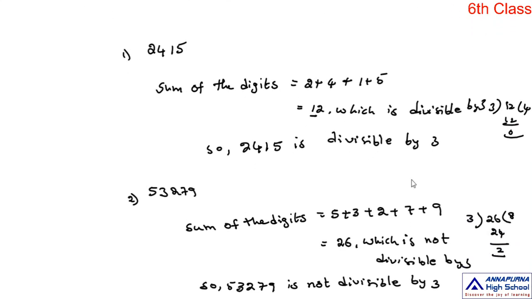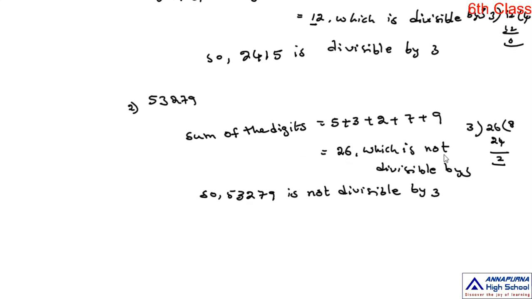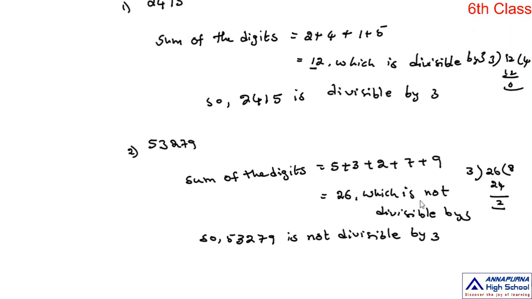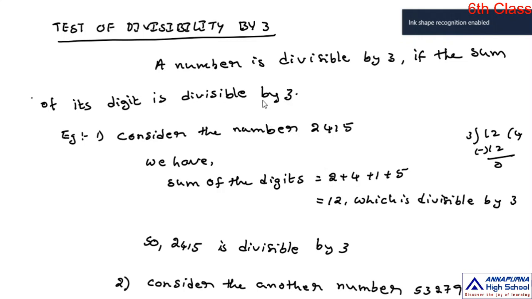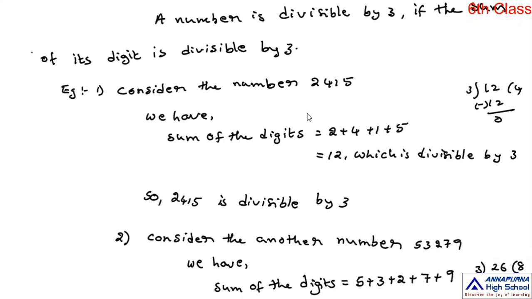In the first example, the sum of its digits is divisible by 3, so the given number is divisible by 3. In the second, the sum of its digits is not divisible by 3, so the given number is not divisible by 3. Note this test of divisibility by 3: a number is divisible by 3 if the sum of its digits is divisible by 3.